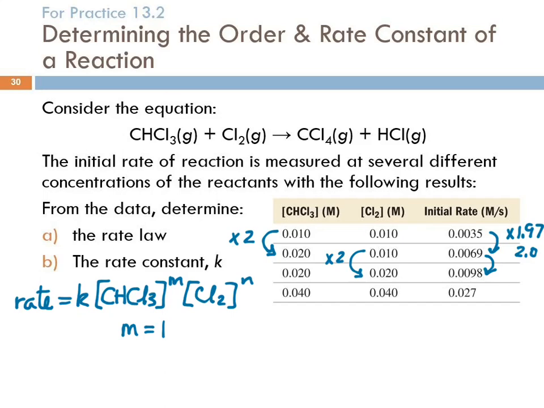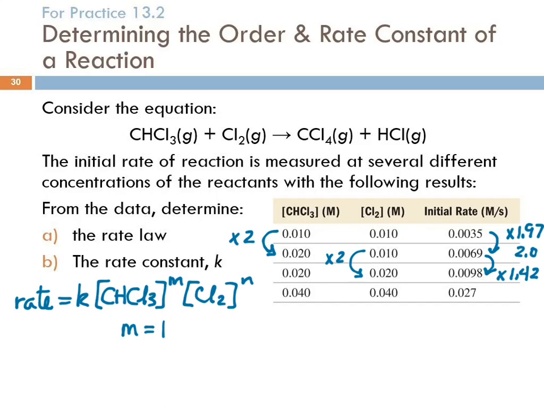So 0.0098 divided by 0.0069, that gives us 1.42. Should we just round that to 1? No, we can't do that. That'd be nice, be simple, but yeah, not so much. Now what do we do? Do that rate over rate thing.